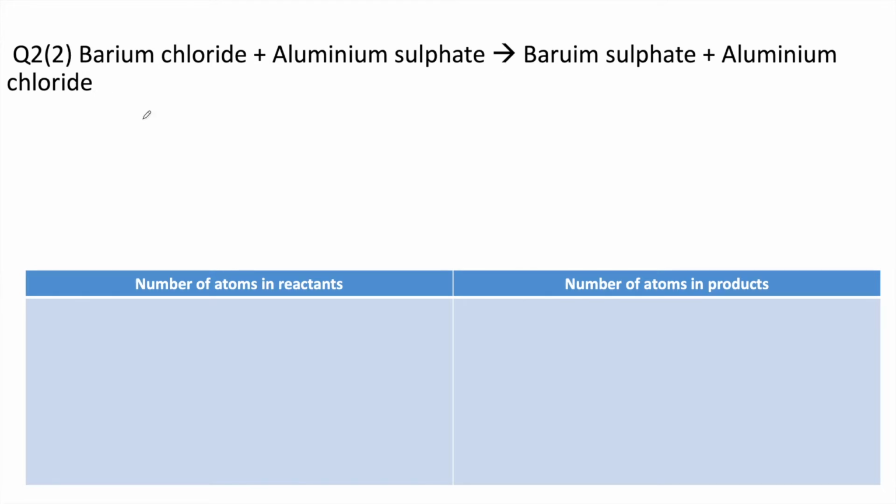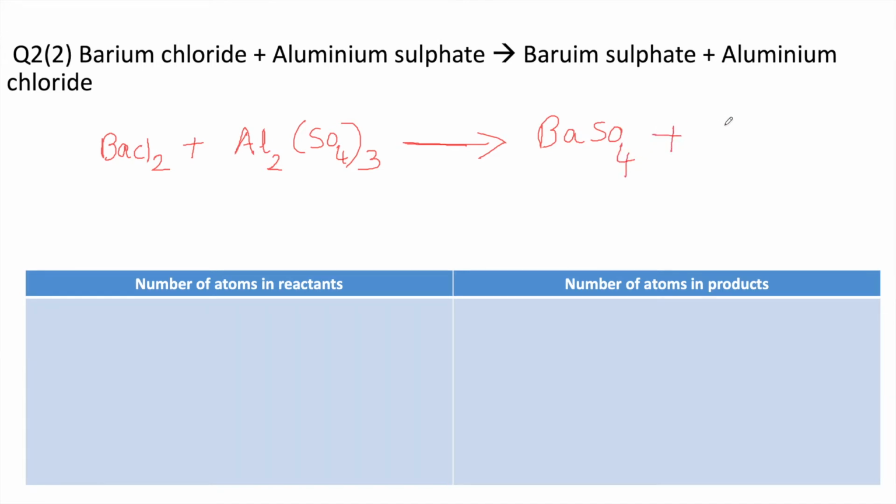Barium chloride plus aluminium sulfate gives barium sulfate plus aluminium chloride. So first we will write the chemical equation for this. Barium chloride we can represent like BaCl2 plus aluminium sulfate is Al2(SO4)3 gives barium sulfate, BaSO4, plus aluminium chloride, AlCl3. The chemical formula should always be correct, otherwise the balancing will be wrong. Now we can balance.